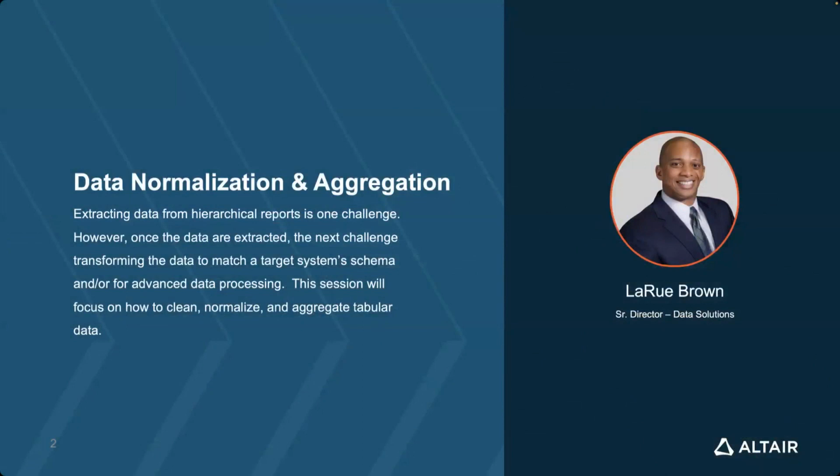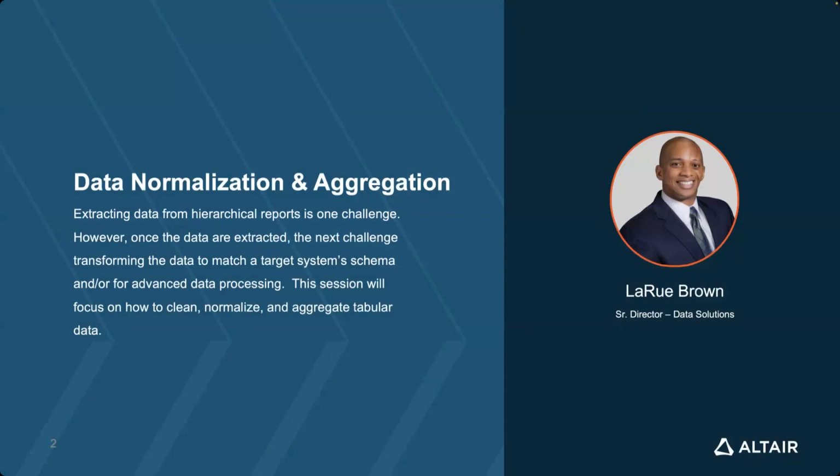I'm Senior Director for Data Solutions here at Altair, and today I want to focus on how we can cleanse, normalize, and aggregate data. In the first three sessions of this series, we talked about data extraction, how we can pull data from multiple disparate data sources and get them into a tabular format. But even after we've done that, sometimes there's additional cleansing that has to take place, and then we have to normalize that data to migrate it to a target system, or we may need it for follow-on reporting, visualizations, or what have you. Sometimes we have to store data into a database. Before we do, we may need to transform the data in such a way that it matches the schema of said database or said target system.